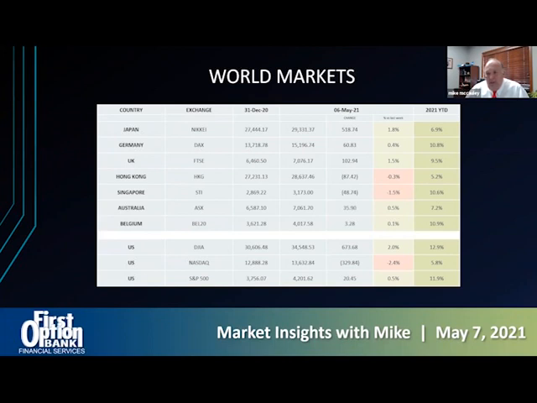You can see Japan's doing well. The only 3 areas that did poorly on the week were Hong Kong, Singapore, both Asia, and then NASDAQ. They got beat up a little bit on technologies this week. So that's how we're going.